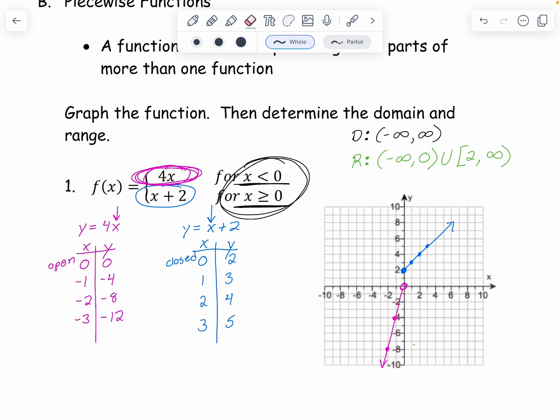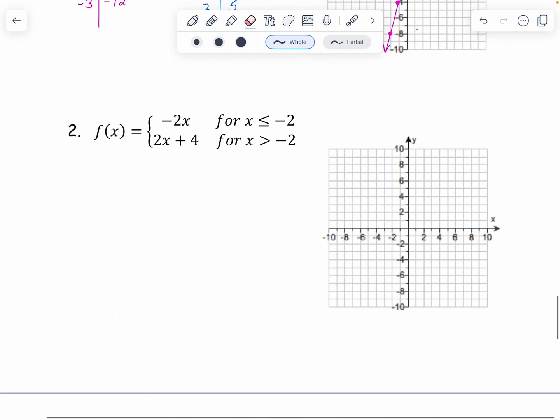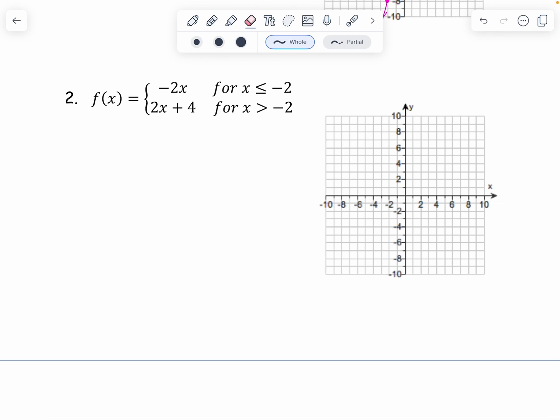All right, so it's kind of a plug and chug, little bits and pieces. None of it is difficult. You just kind of have to watch it and be careful of the little things. So we've got one more piecewise function we're going to do, and then that is it for today.